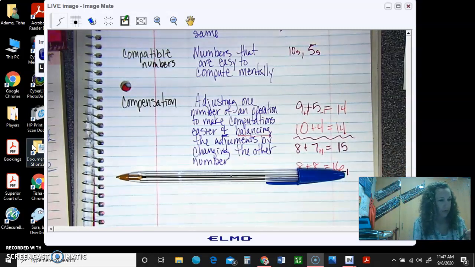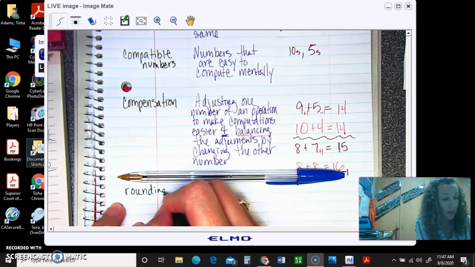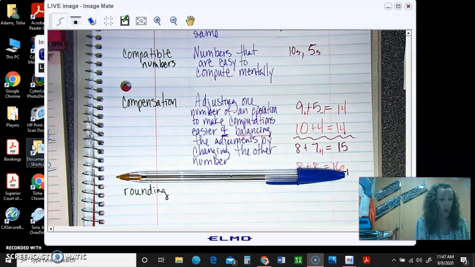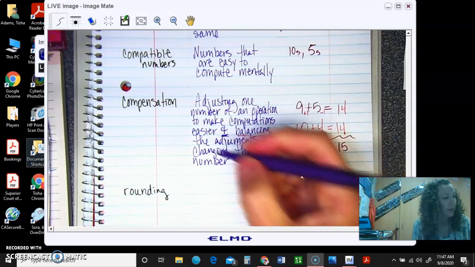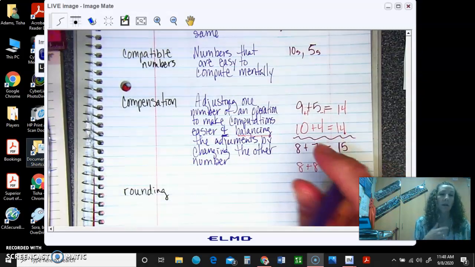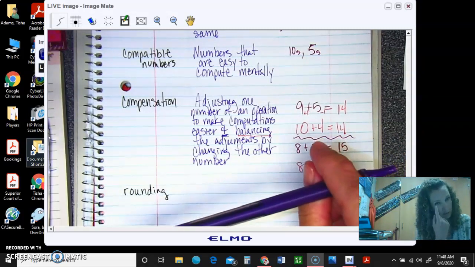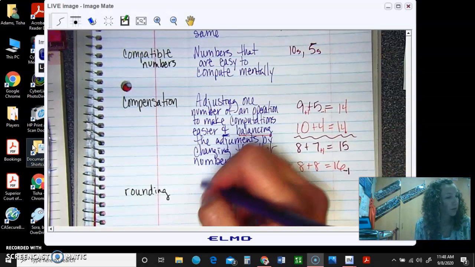is rounding. Now this is something we've been doing with our spiral review, so this should not be new. You should know rounding and how to do it and what it is. But we're reviewing vocabulary. So rounding. It's a process of determining which multiple of 10, 100, or 1,000 a number is closest to. Round to the nearest 10, round to the nearest 100, round to the nearest 1,000. When we get to decimals, rounding to the nearest whole number. Right? Okay, so let's write that down.